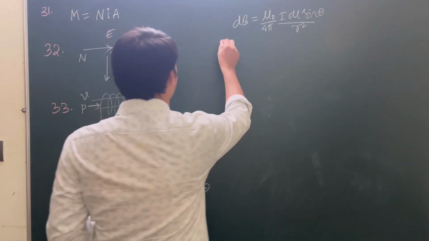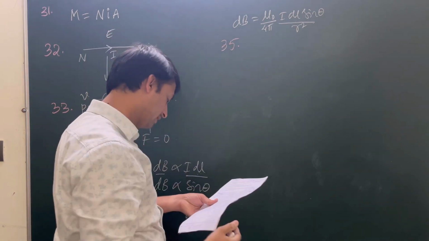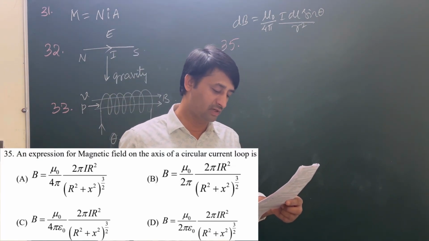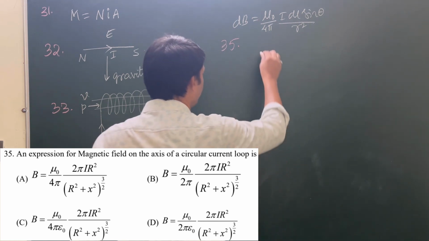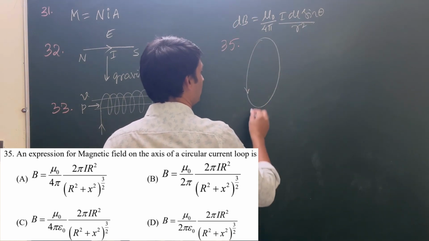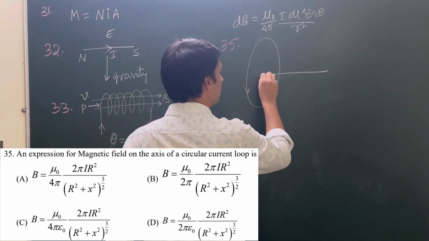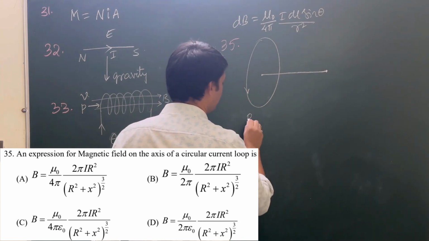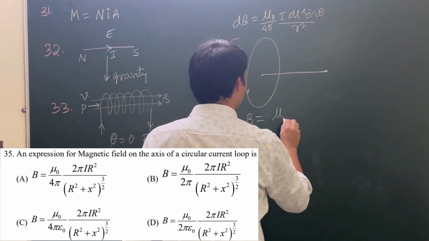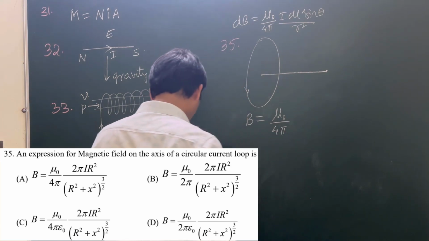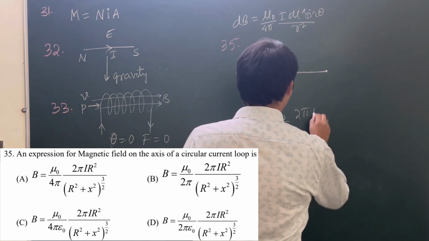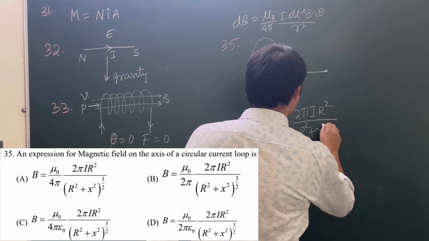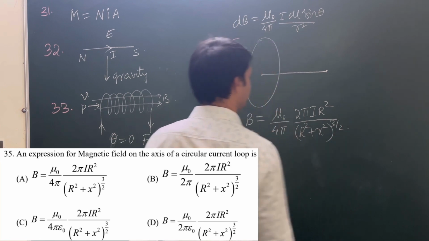Next, question number 35. An expression for magnetic field on the axis of a circular current loop. Now if I take a circular current loop, along the axis of the circular current loop, the magnetic field produced is given by B is equal to mu naught divided by 4 pi, 2 pi I r square divided by r square plus x square whole raised to 3 by 2.